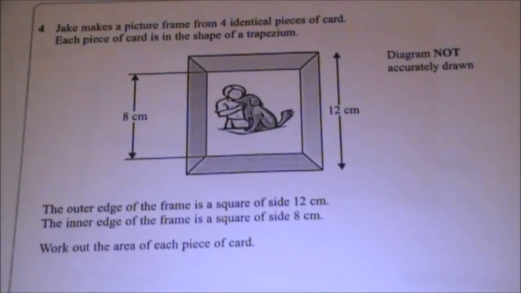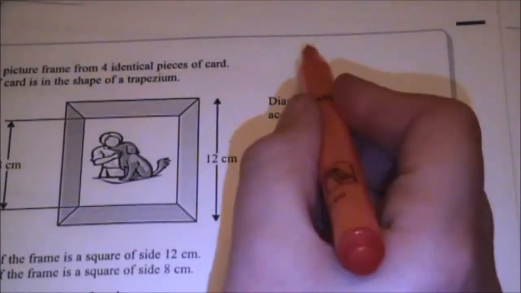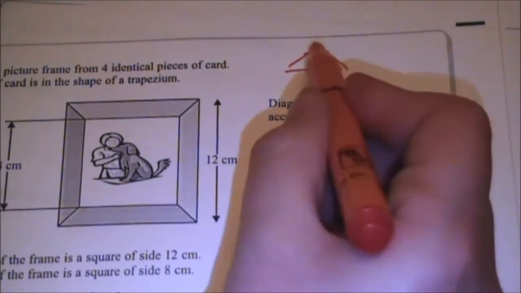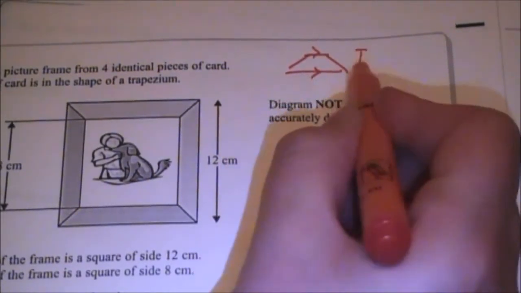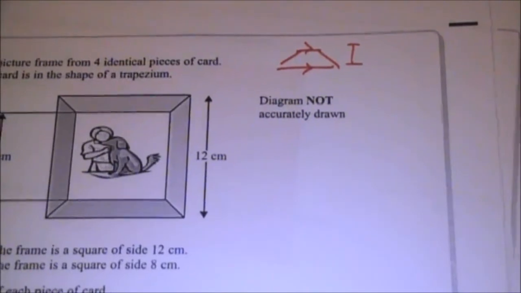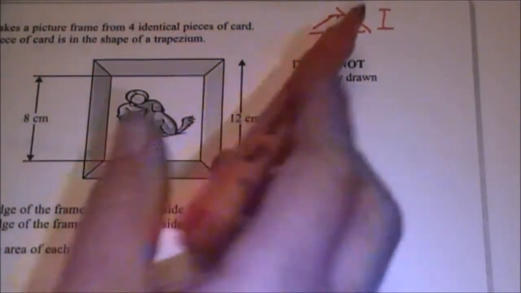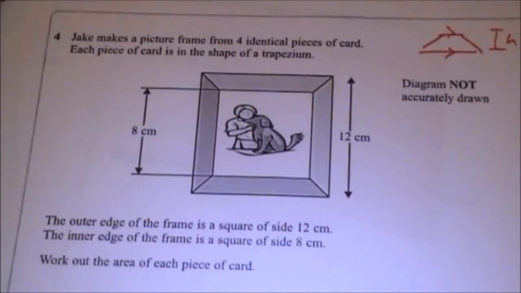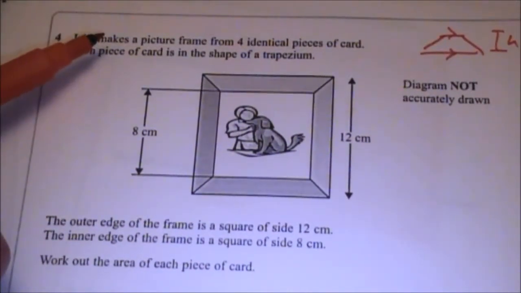Question 4 is quite a complicated area question, but it's only complicated in the way that they've presented it to you. It really is nothing more than an area of a trapezium. Now, just to remind you, this is a trapezium, and a trapezium has a set of parallel sides, and in order to find the area of it, we need the perpendicular height. Okay, so Jake makes a picture frame from 4 identical pieces of card.